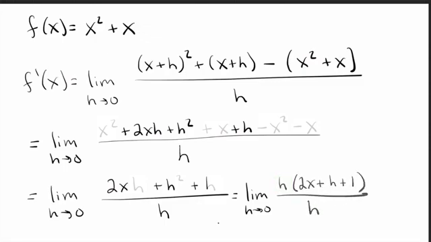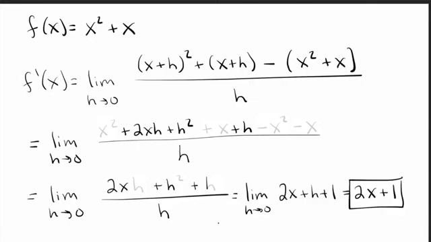So if we do that, we see what we end up with is the limit as h goes to 0 of 2x plus h plus 1. And now we can just plug in h equals 0. So we do that, and that gets 2x plus 0 plus 1, which is, of course, 2x plus 1. So there we go. The derivative of x squared plus x is 2x plus 1.